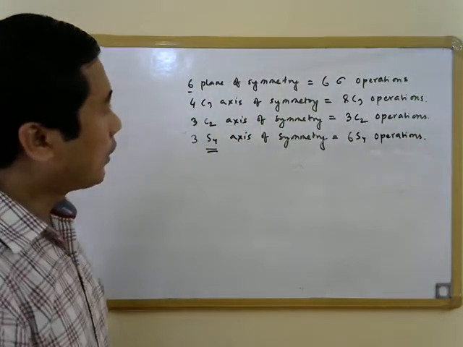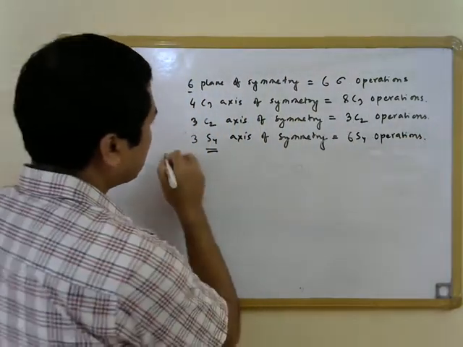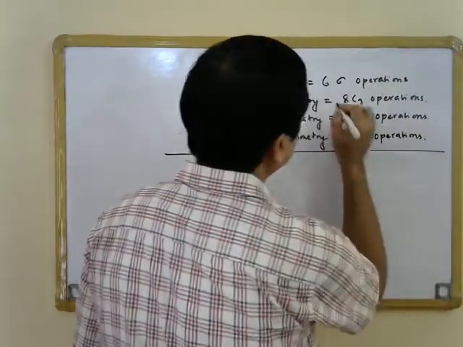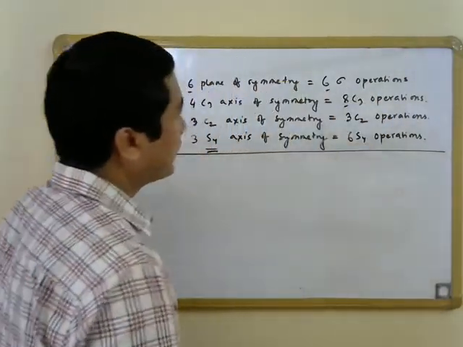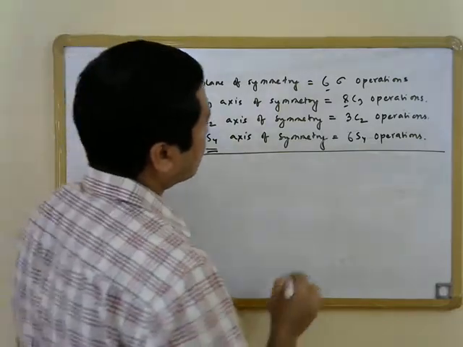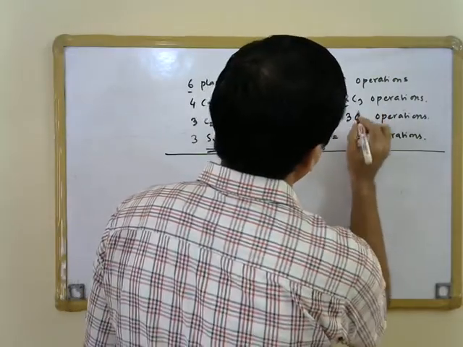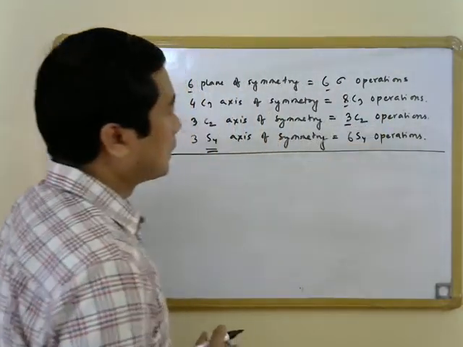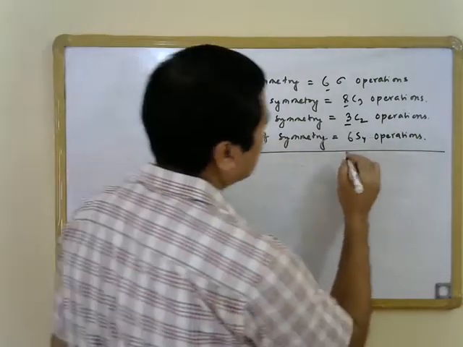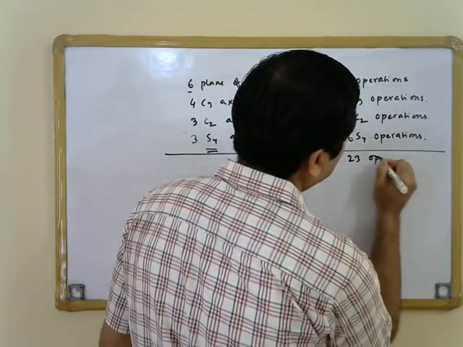So now we can count the total number of symmetry operations that we found for the tetrahedron. 6 plus 8 is 14. 14 plus 3 is 17. 17 plus 6 is 23 operations.